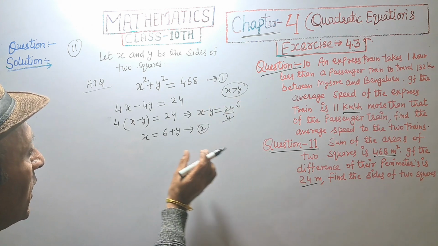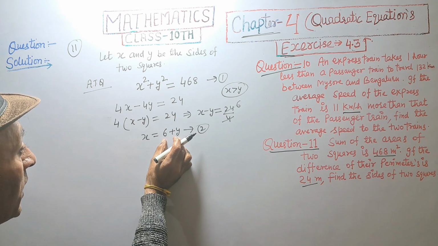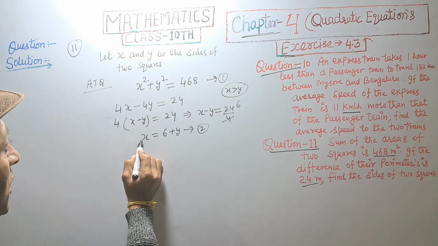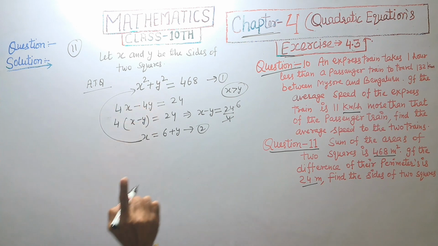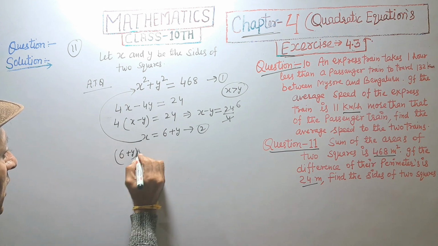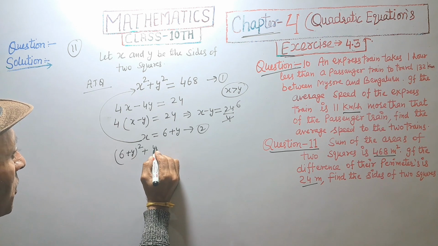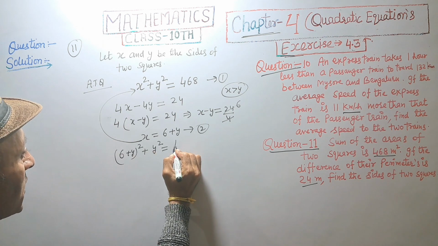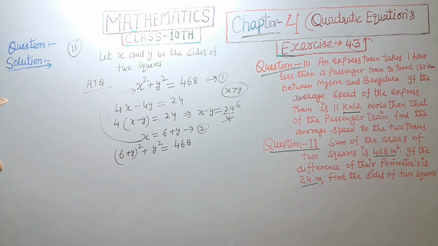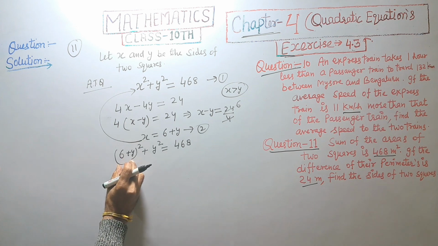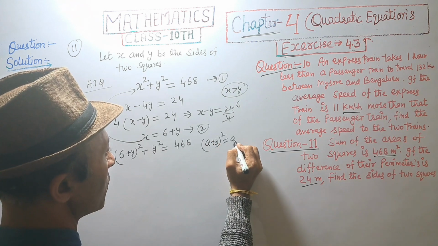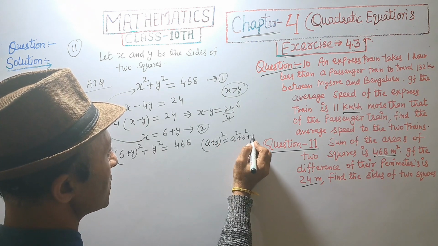Y is shifting to the right side, that will be positive y, and putting the value of x in the first equation, we get (6 + y)^2 + y^2 = 468. As we know, (a + b)^2 is equal to a^2 + b^2 + 2ab.